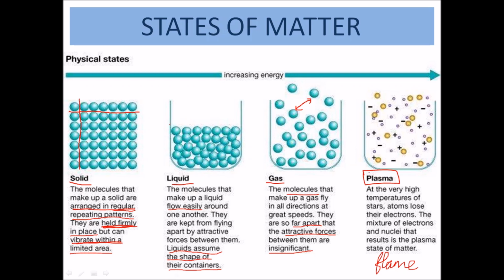In the plasma state of matter, at very high temperatures, atoms lose their electrons. The mixture of electrons and the nuclei that results is the plasma state of matter. Here are some examples of the fourth state of matter, that is plasma: lightning, solar wind, welding arcs, stars including the sun, the earth's ionosphere, and the tail of a comet. These are all examples of forms of plasma.